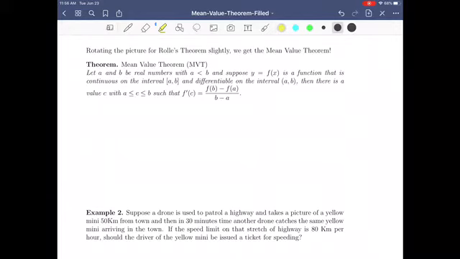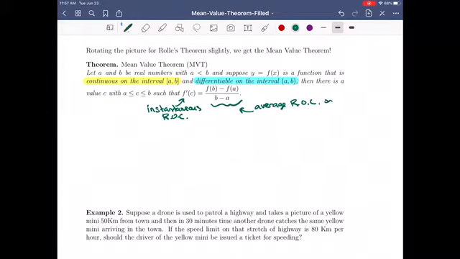Your function is continuous on the closed interval from a to b, and differentiable on the open interval from a to b. Then what the mean value theorem says is that there's a point c in the interval where the instantaneous rate of change at c equals the average rate of change on the interval. Okay, so that's what it says.